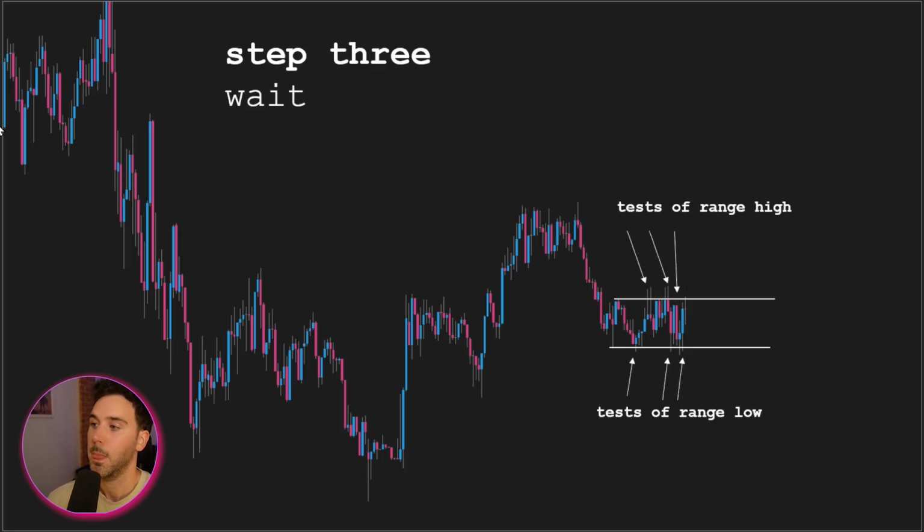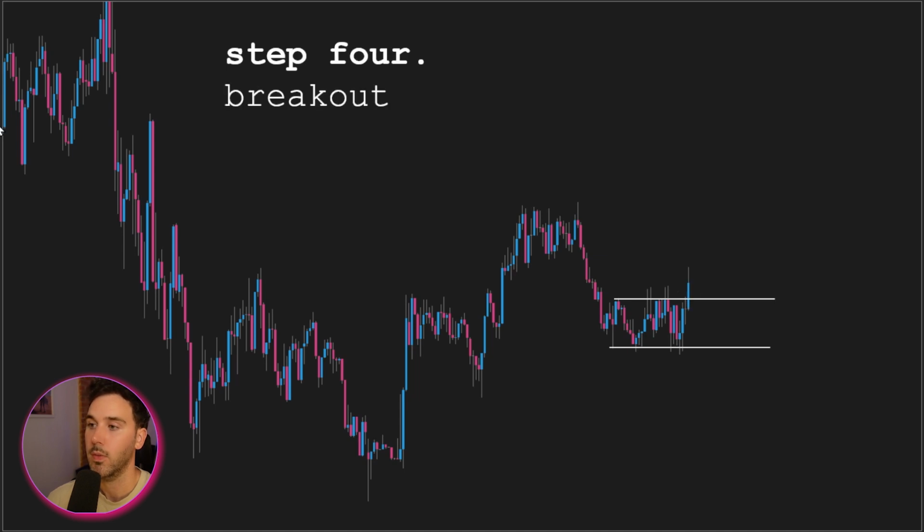So we can see here, we have multiple tests of the range high and multiple tests of the range low, which means that price is at an indecision point. So a decision will be made when we get a breakout to the upside or the downside. Since we're at a decision point, a demand zone which we previously marked, we're looking for a reversal, for a breakout to the upside like this.